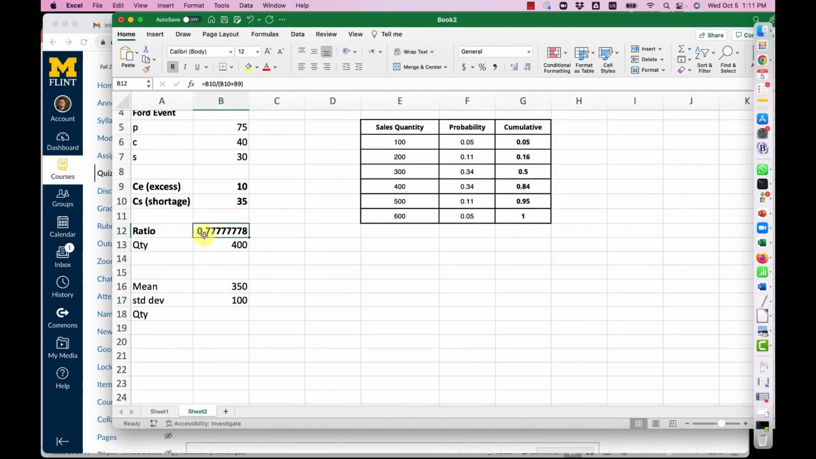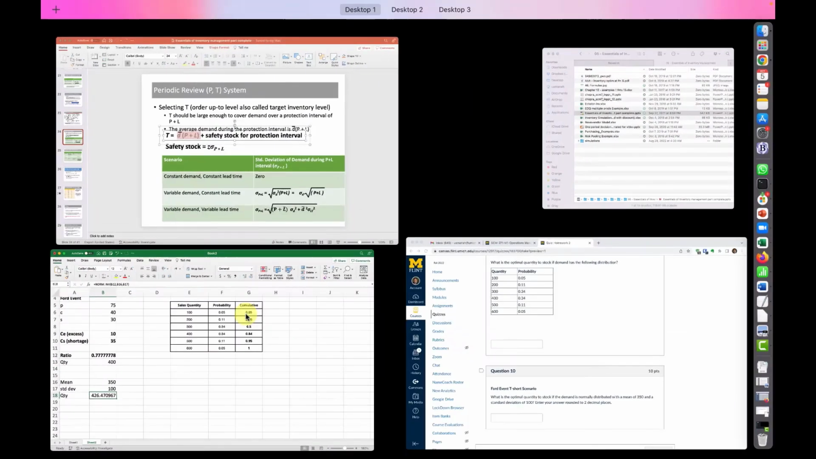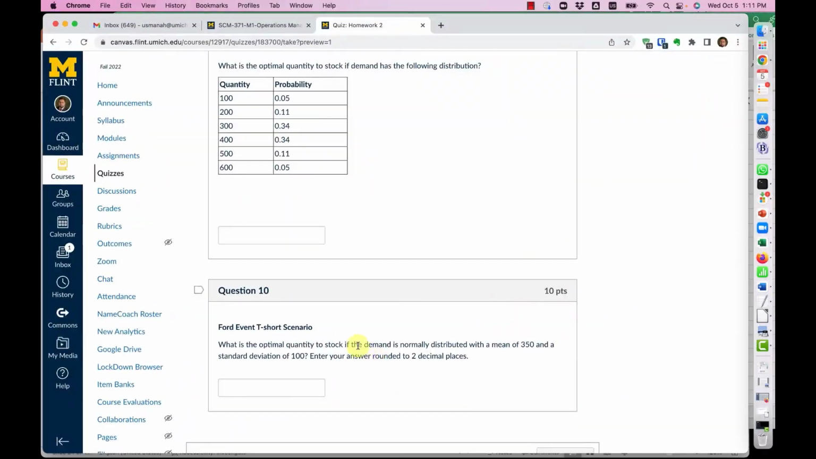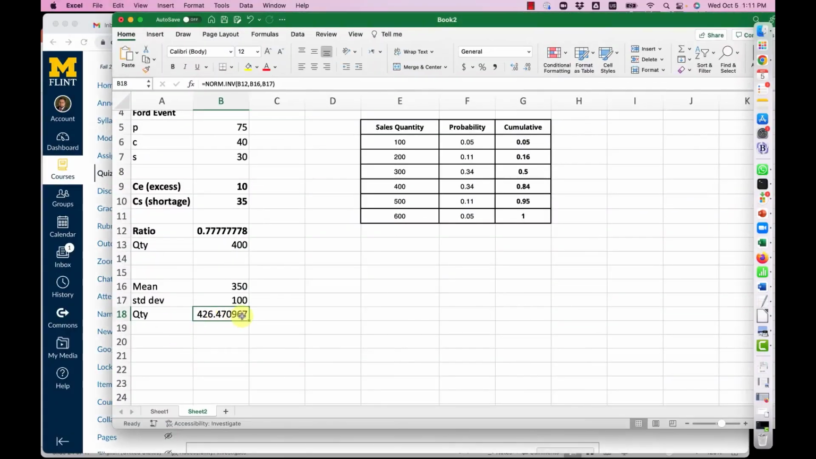So that's going to be our z-score, and then we're going to use this. So we're going to do norm.inv, okay, our ratio, and then our mean is going to be 350, standard deviation is going to be 100. So that's 426.47. And let's check the rounding rules in the question. Round to 2 decimal places, so we'll just enter 426.47.